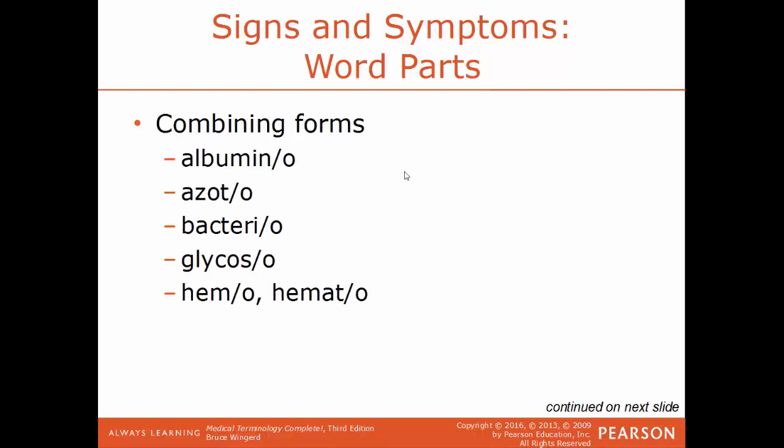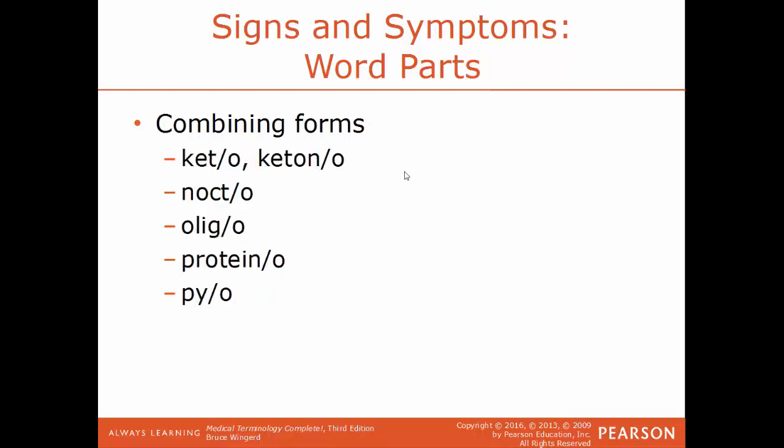Alright, some common combining forms you'll see with this system. Albumino is a reference to a protein. Azoto is a reference to urea or nitrogen. Bacterio is a reference to bacteria. Glycoso is a reference to sugar. And hemo or hemato are both a reference to blood. Keto or ketono, that is a reference to ketones or acetones, which is a special type of chemical compound.